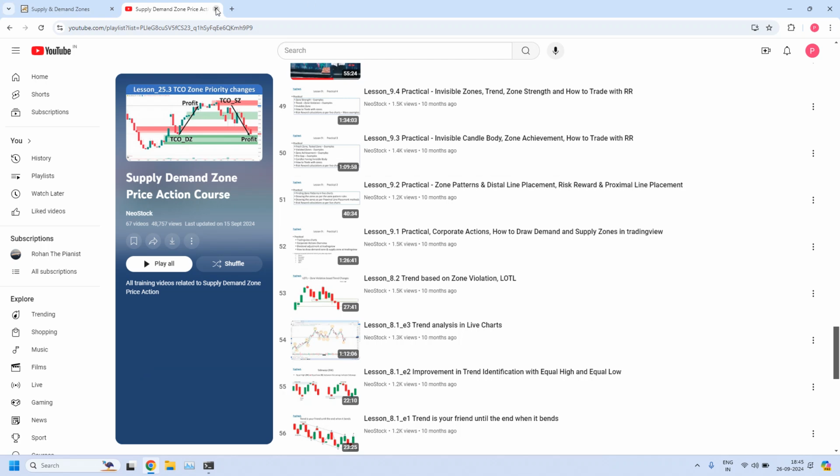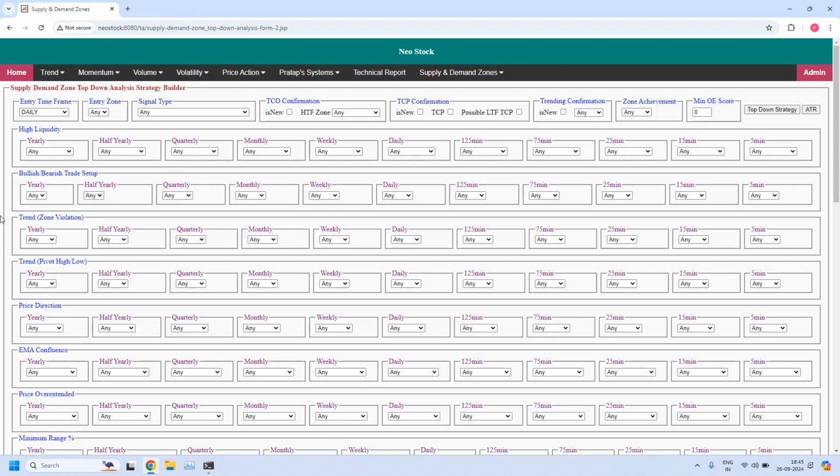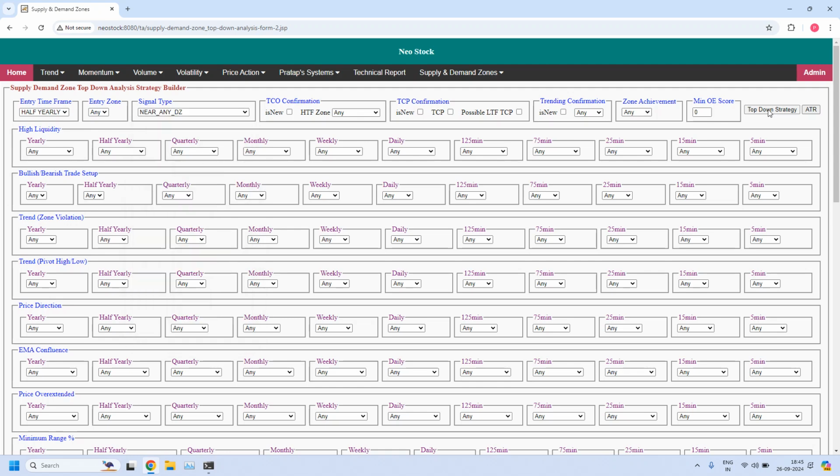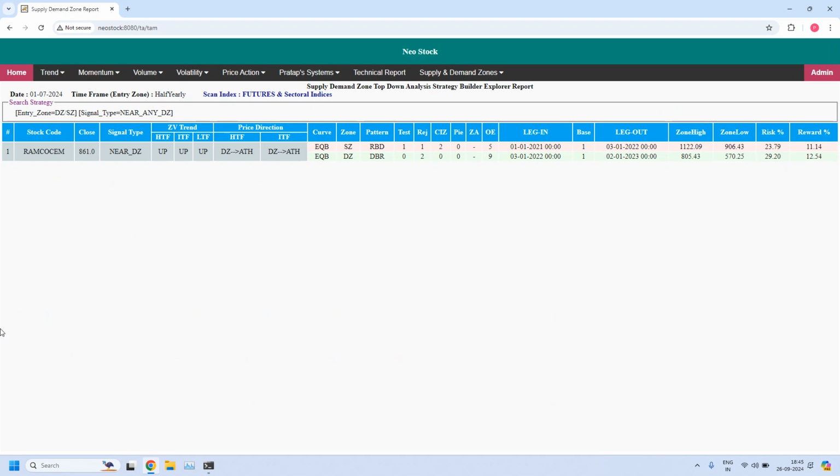Now let's get into the report generation. First we are going to generate stocks near demand and supply zones for different time frames. Let's start with the half yearly time frame. During this process, we will also identify daily and 75 minutes high liquidity zones. For the half yearly time frame, let's find the stocks near the half yearly demand zone. One stock is filtered near to the half yearly demand zone.